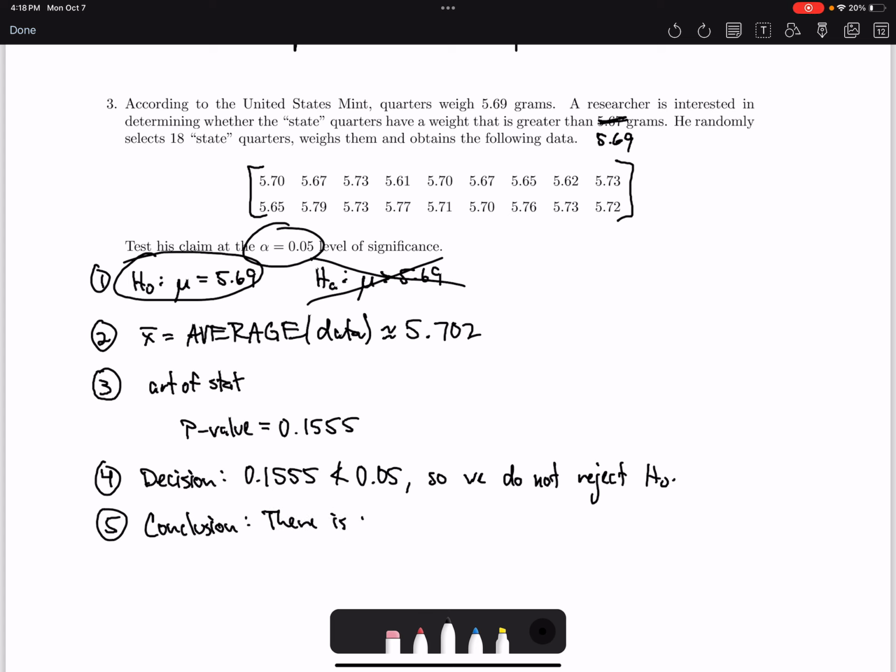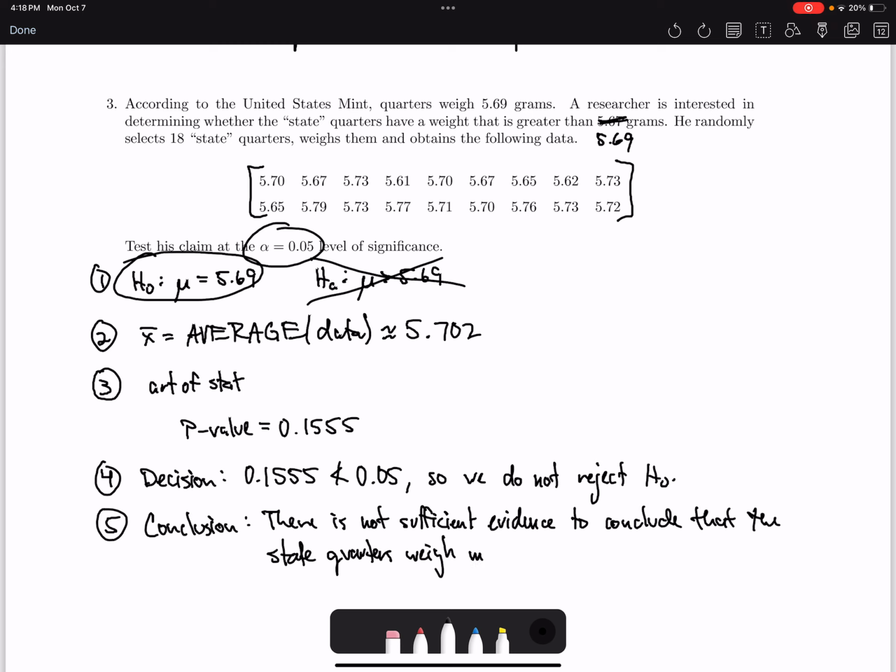There is not sufficient evidence to conclude that the state quarters weigh more than the standard quarters.